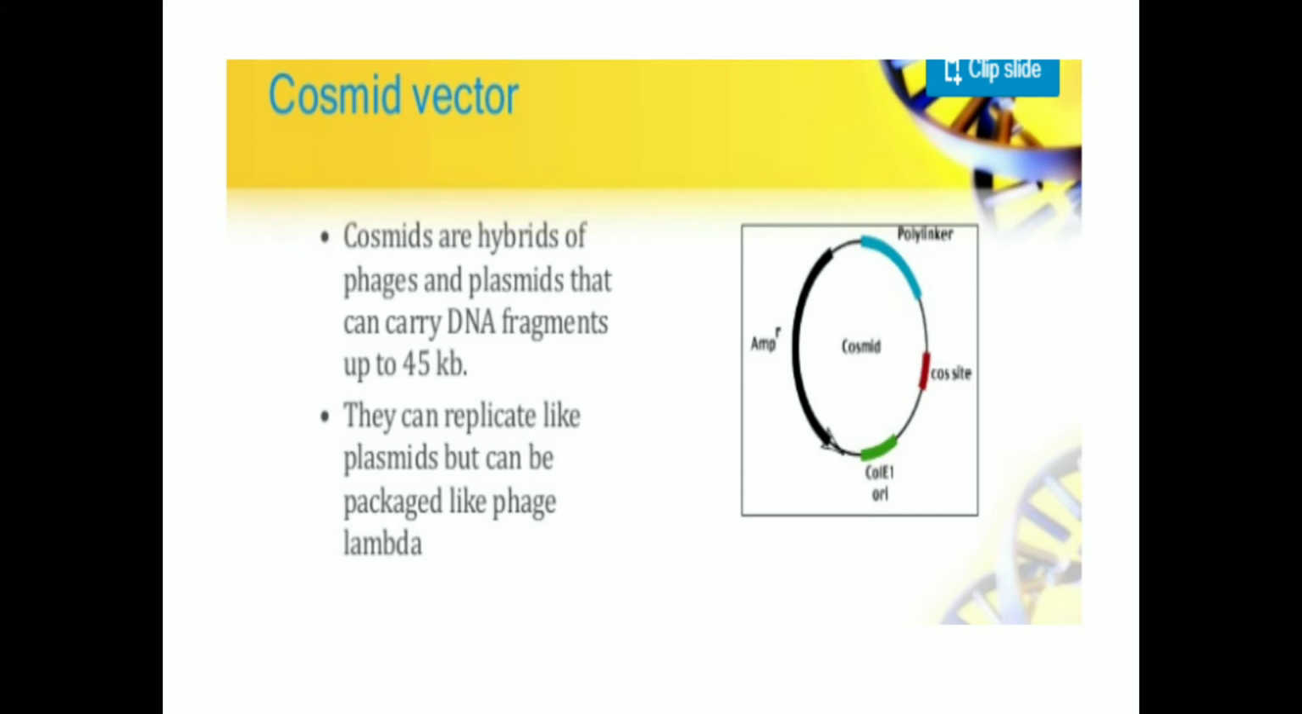Now let us discuss the cosmid vector. Cosmids are the hybrid of phage and plasmid. Means it is the combination of lambda phage and plasmid vector. It carries DNA fragments of more than 45 kilobase pairs. It can replicate like a plasmid but can be packaged like the lambda phage.